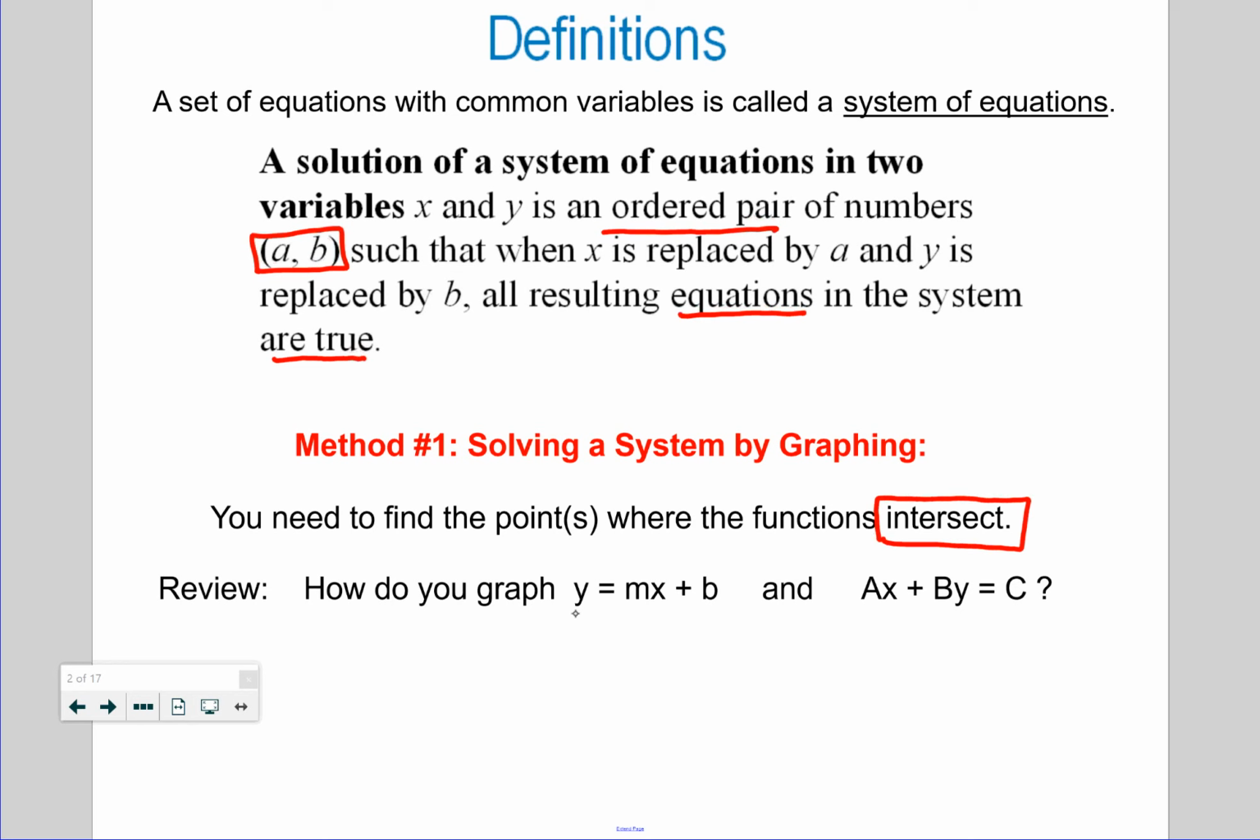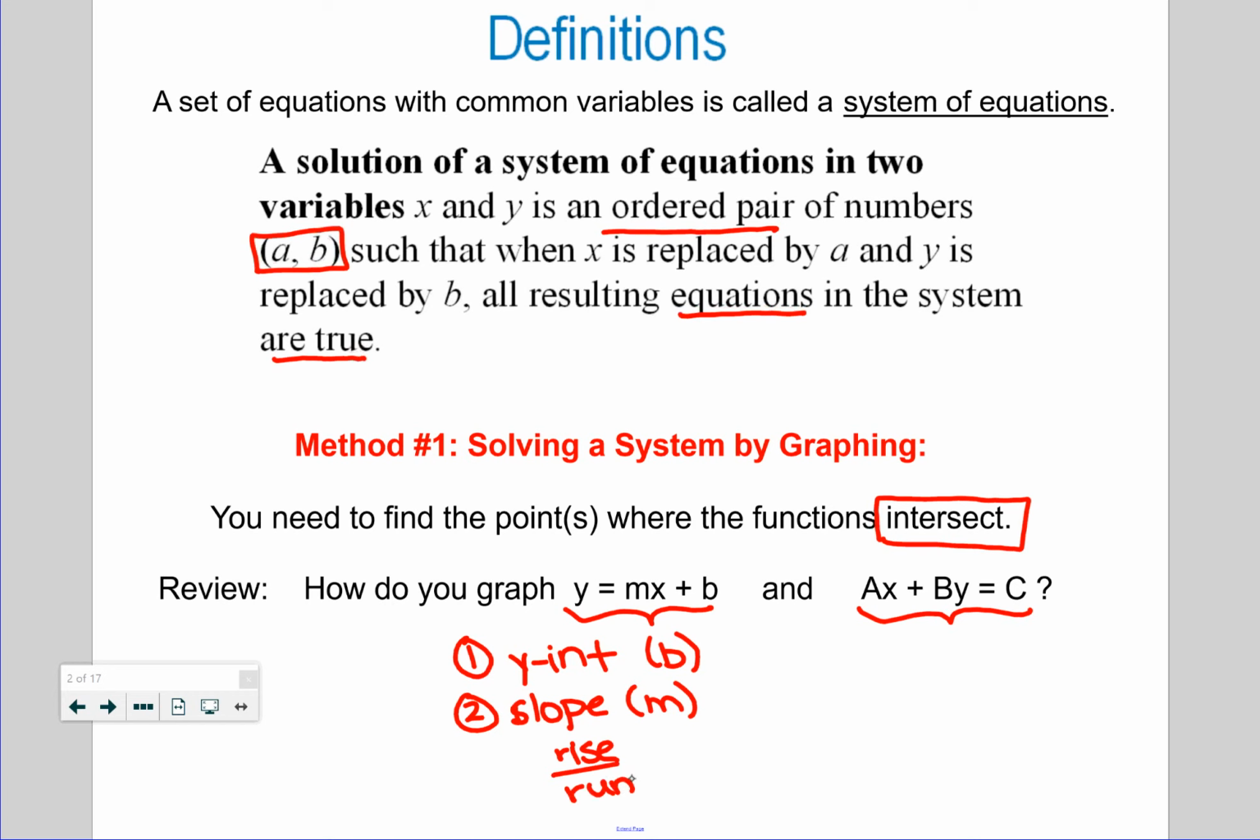So we're looking for two different ways that our equation can be written to begin with. The first one is slope-intercept form that we've talked about before. So a quick review of that. If we want to graph slope-intercept form, the first thing we do is graph our y-intercept, which is our b. And the second thing we do is from that y-intercept, we use our slope, which is our m. And remember, when we graph that, it's a rise over run, is how we move from the y-intercept to get another point on our line.